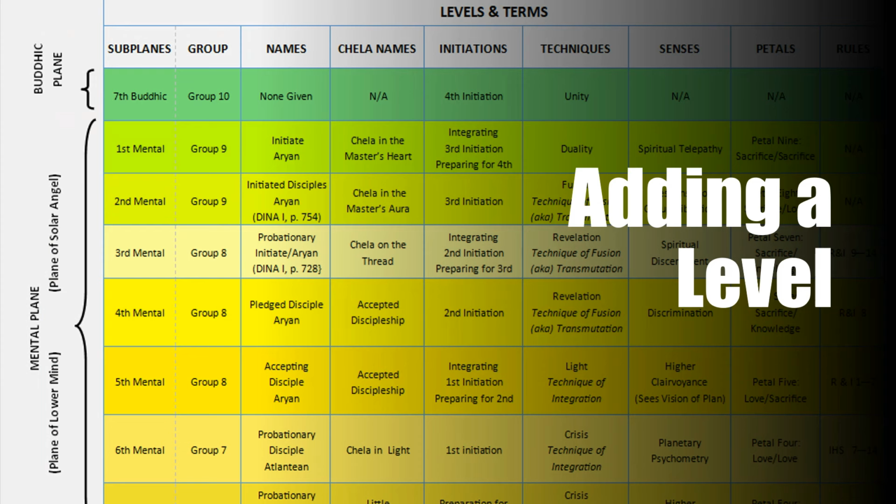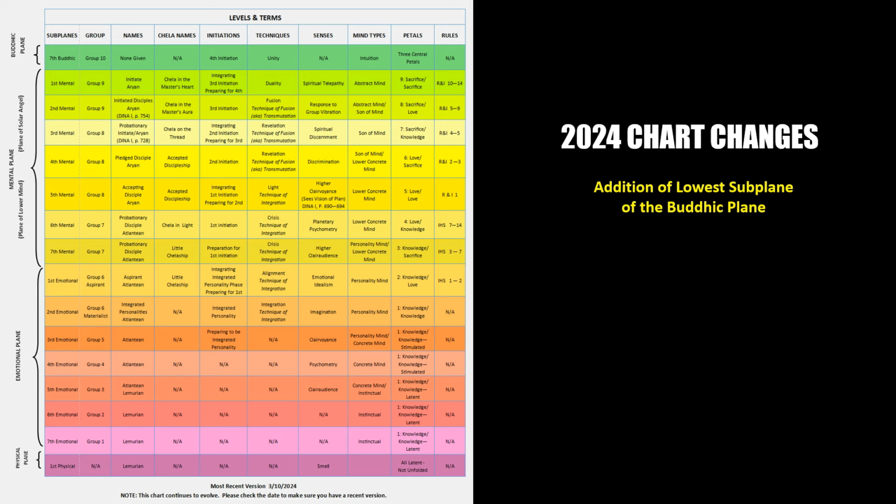So the first thing you'll see is that I added a level. What I did is I added the lowest subplane of the Buddhic plane to the chart. Now, any of you familiar with Bailey know that there are 7 planes of consciousness, and this chart is focusing primarily on the emotional and mental plane. So I haven't put the physical plane much, a little bit down here. And actually in this chart, I almost thought of dropping it, but I decided to keep it.